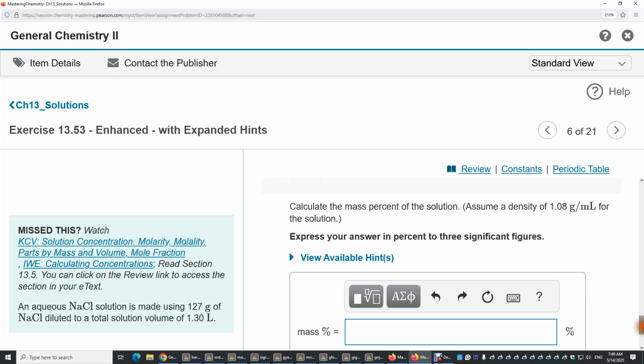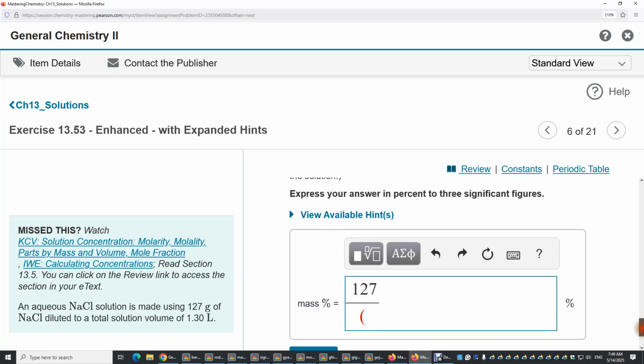Part C. Calculate the mass percent of the solution. This is pretty easy. So we have the mass percent of the solution. We need the mass of sodium chloride divided by the total mass of the solution, which is just 1.08, the density, and then times the milliliters.